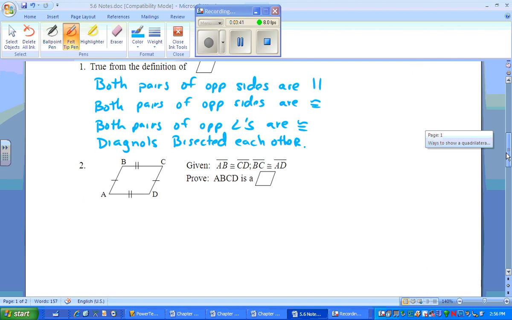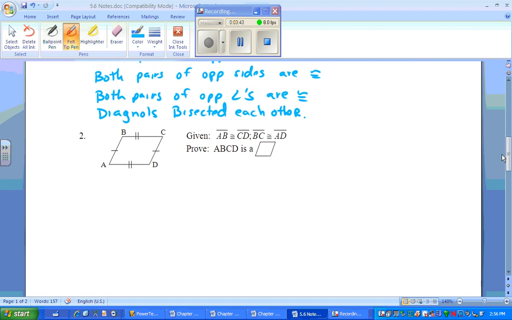Let's look at the first one. We're going to prove it the long way. So we're going to prove that this is a parallelogram. So we're going to need to draw something in. We'll draw in the reflexive side. We can see that these two triangles, top and bottom, are going to be congruent to each other. So we can prove the top triangle and the bottom triangle by side, side, side from the given information.